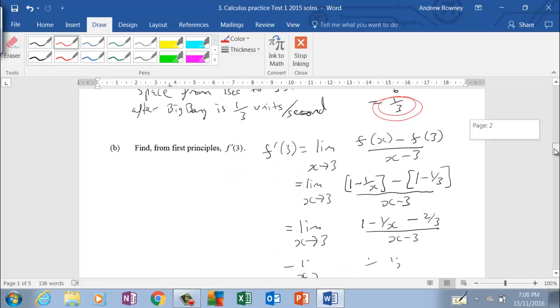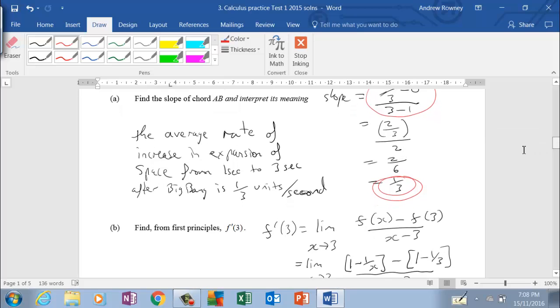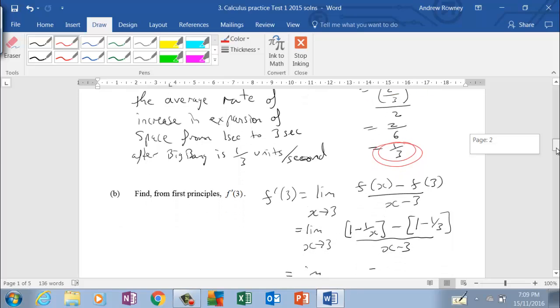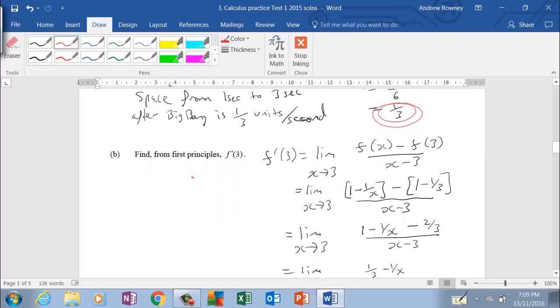Find from first principles f'(3). This is now working out an instantaneous slope. This here was an average slope. This is an instantaneous slope at a single point. So to do that, we use our limits. The limit as x tends to 3, because it tells us to do that from first principles, which means limit. And we do y2 take y1 on x2 take x1.